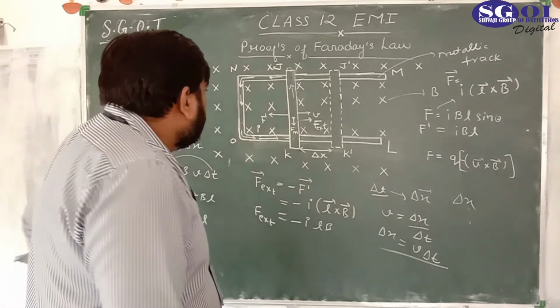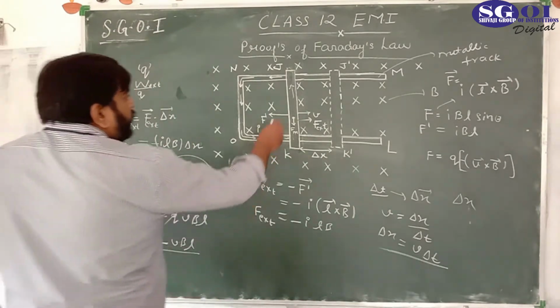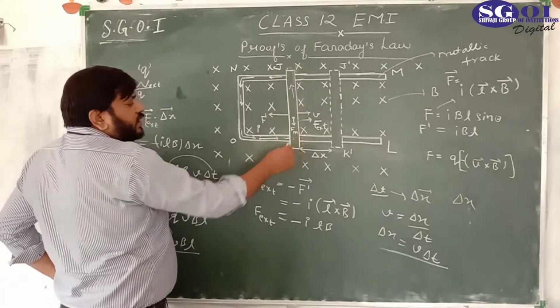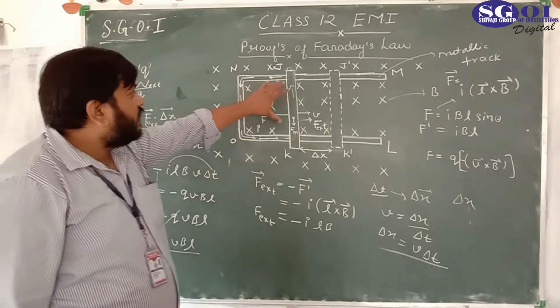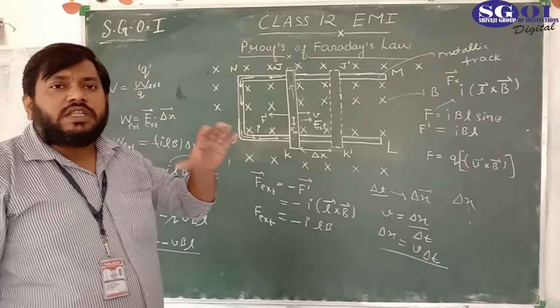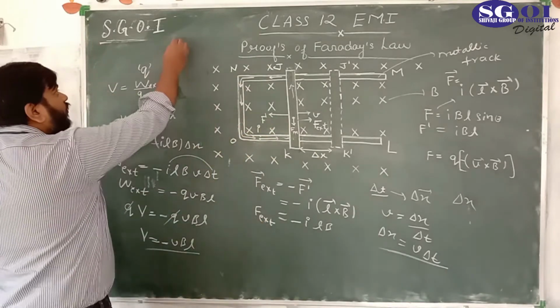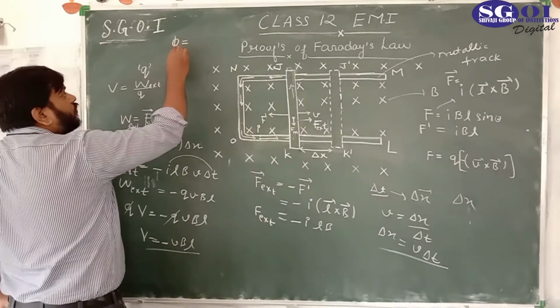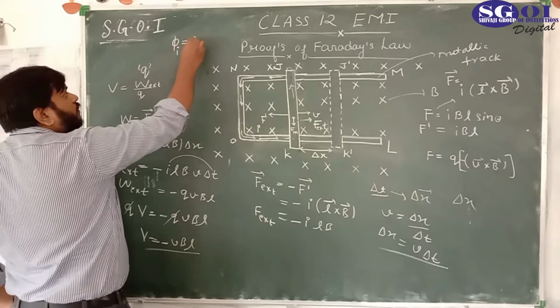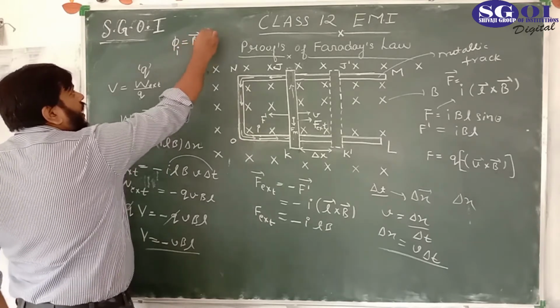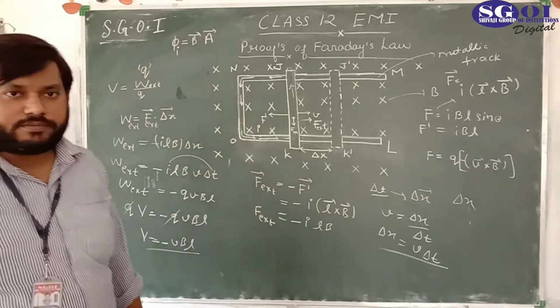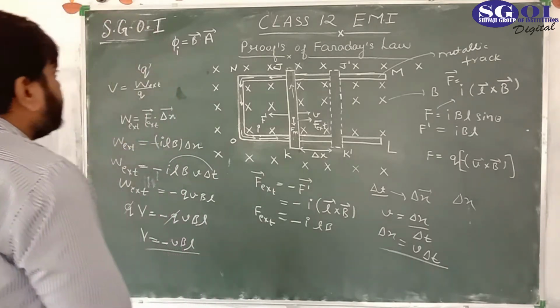Now we know that when the metallic conductor was initially at this position, there was a flux. Flux means the net. We know how you find the flux: flux phi initial equals B dot A.